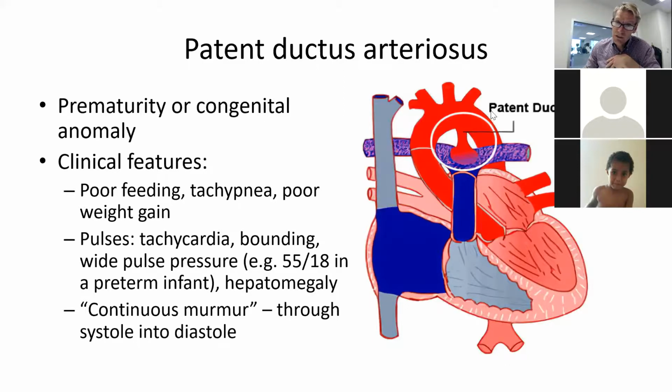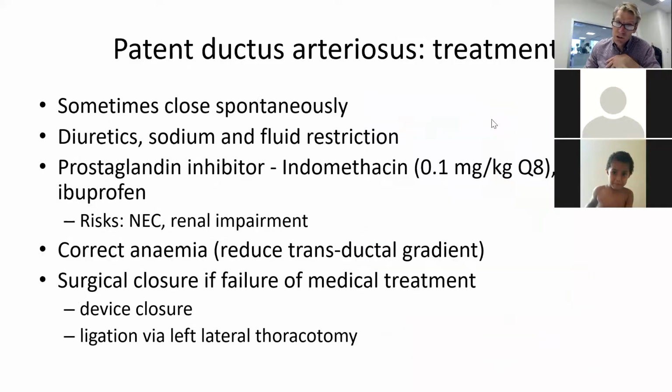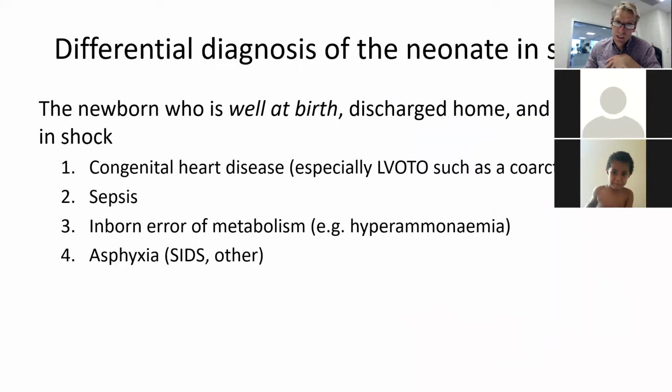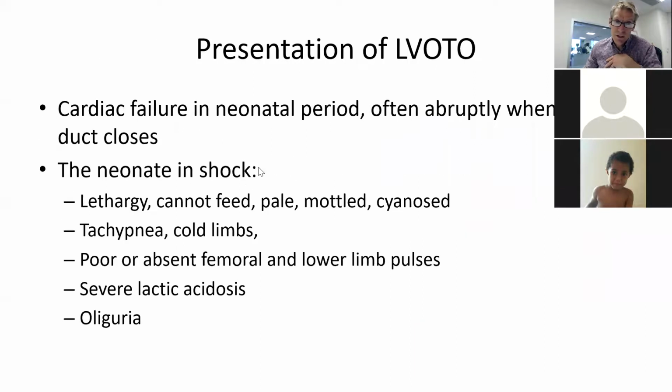But when the duct closes, if this is narrowed here, then the child will go into shock quickly. And so the child presents, usually they've been well at birth, but usually the baby's well at birth. You can't tell anything's wrong. And then the duct closes, the normal closure of the duct, and then the baby goes into shock. They're lethargic, they can't feed, they're pale and mottled and cyanosed.